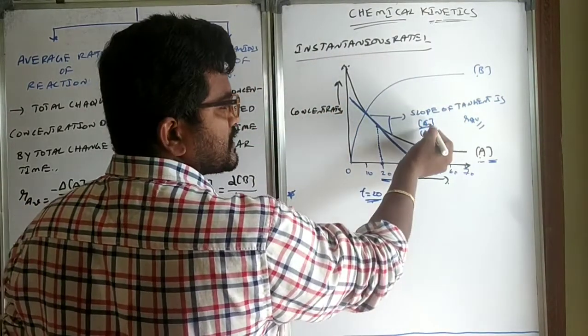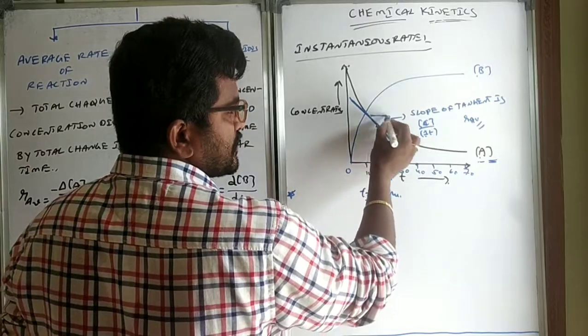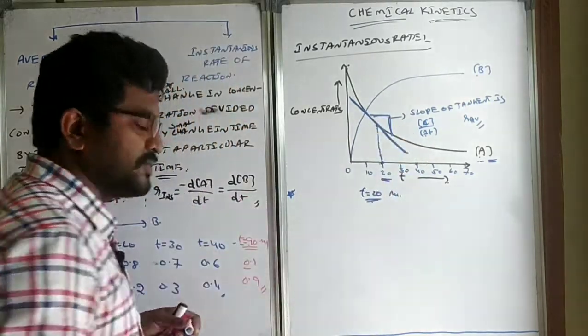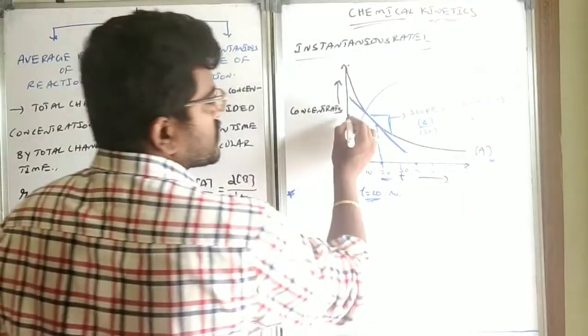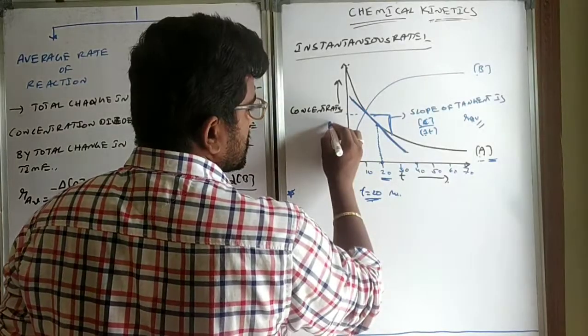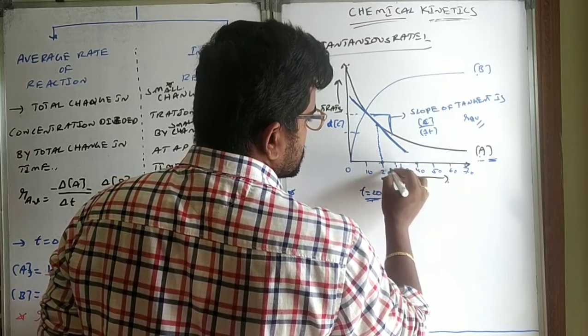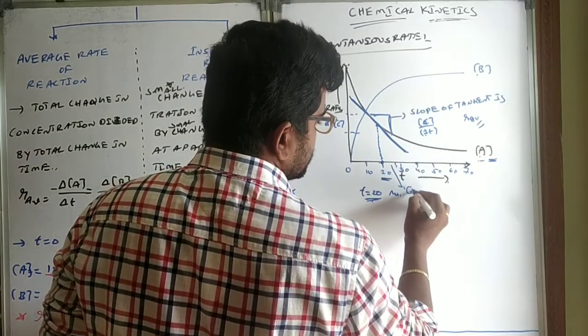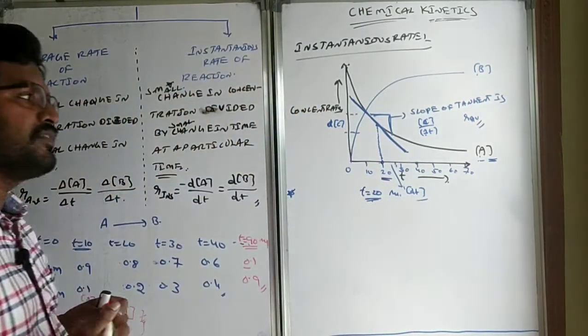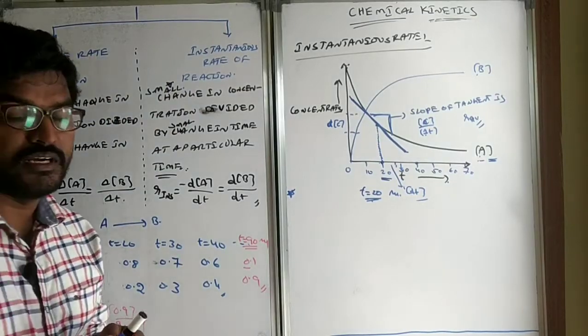So delta C. At this particular time you can have this and this values also. You know very well how to find the slope value. This is the change in concentration and this will be the change in time. Like this we can find the instantaneous rate of reaction.